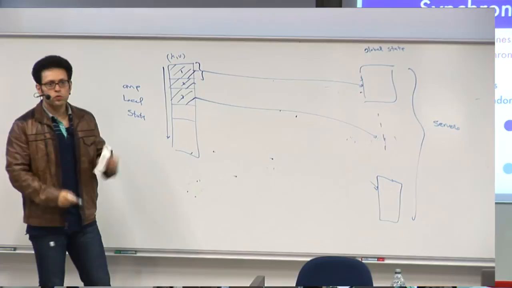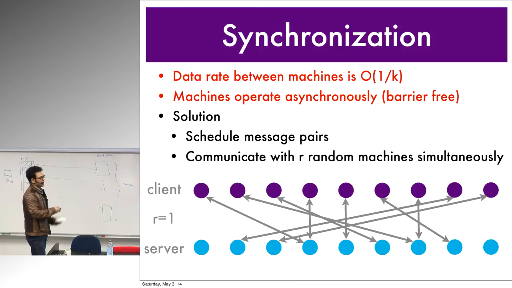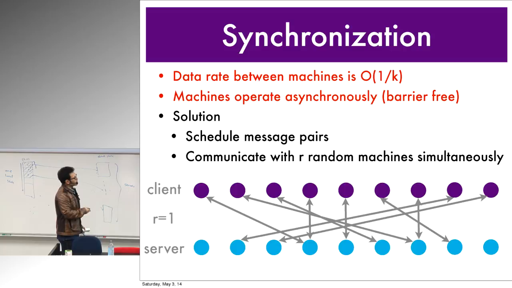So collectively, this will look like this. If you take a snapshot, each client has picked a server and takes a bunch of keys that go to that server and sends them to that server. That's one solution, right? What do you think here? Is it good or bad? What's bad about this solution?